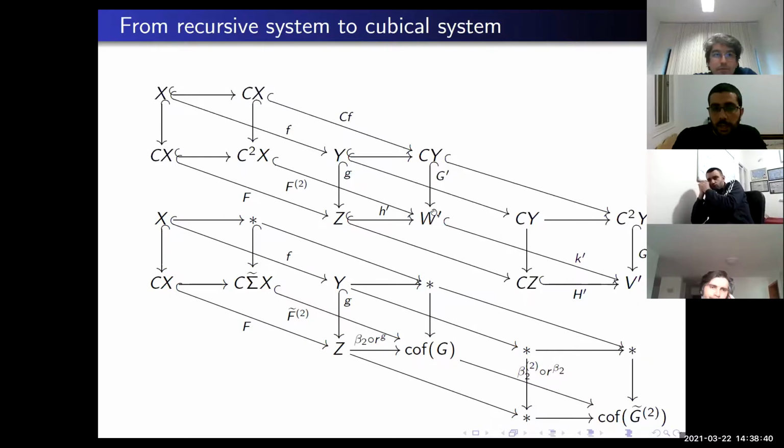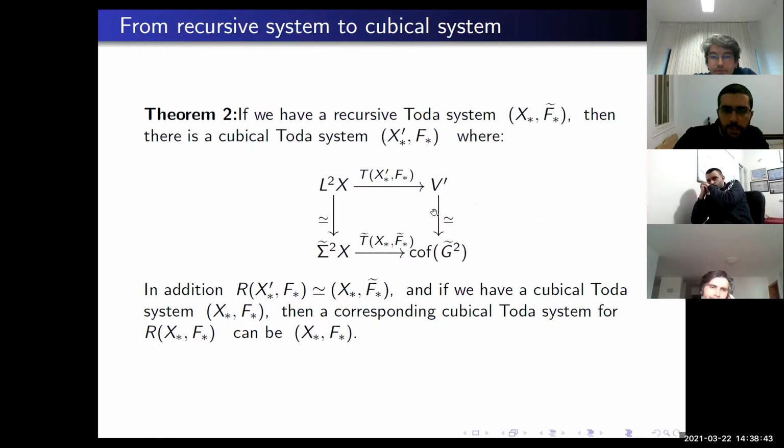And then we have the following theorem, but you see it's not the same because we choose. Then we have a cubical Toda system, but it's not functorial. I didn't denote it by R or something. So if we have a recursive Toda system, we go to the diagrammatic and we do a special cofibrant replacement. Then we can get a diagram for a cubical Toda system. So we have a cubical Toda system, and this is a relation between Todas and equivalent Todas.